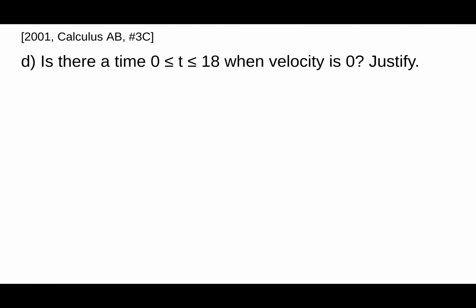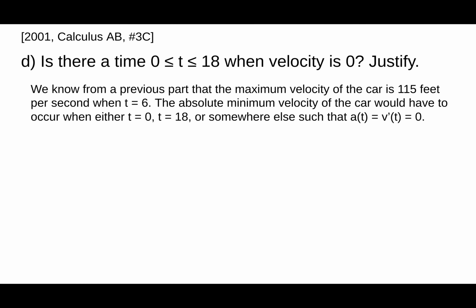In part D, is there a time between 0 and 18 seconds when the velocity is 0? Justify your conclusion. Well, we know from the previous part that the maximum velocity of the car is 115 feet per second when t is equal to 6. The absolute minimum velocity of the car would have to occur when either t equals 0 or t equals 18, or somewhere else where a of t is equal to 0. So we either have an endpoint or some other 0 of a of t.